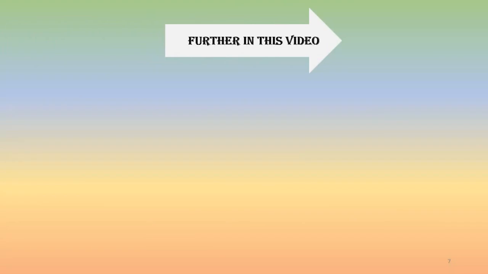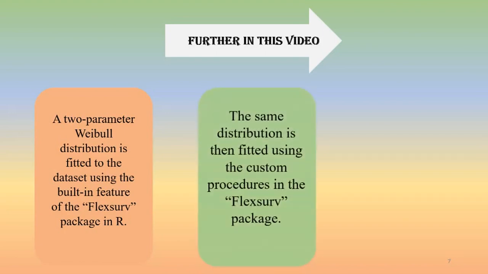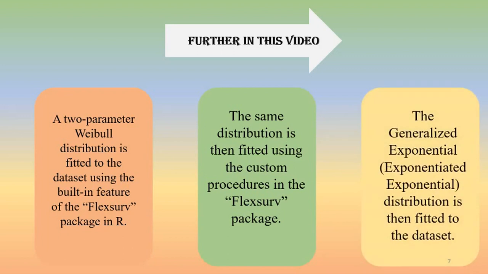So further in this video, what we are going to do is that a 2-parameter Weibull distribution will be fitted to the dataset, firstly by using the built-in feature of this package. The same distribution will again be fitted using the custom procedures, like if that distribution is not an inbuilt one in the package. And later the generalized exponential distribution, also known as the exponentiated exponential distribution, will be fitted to this dataset.